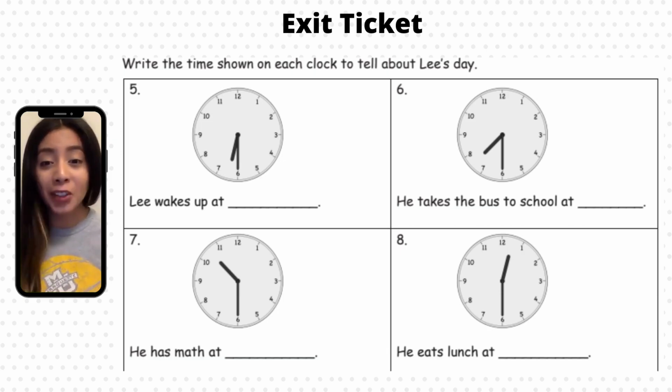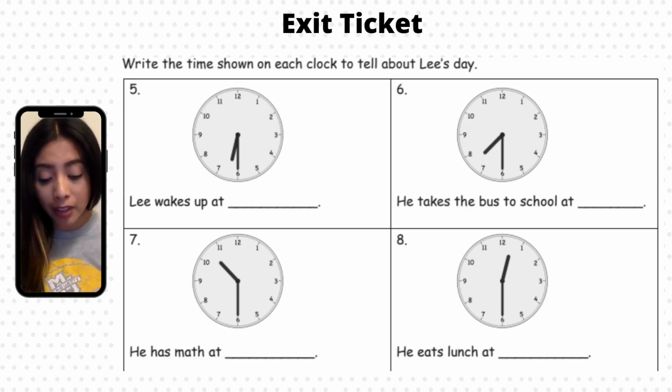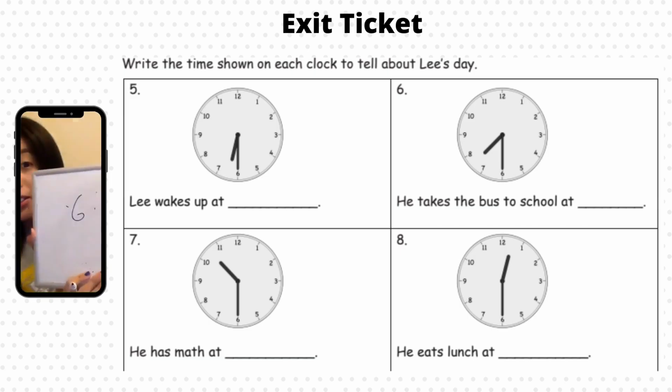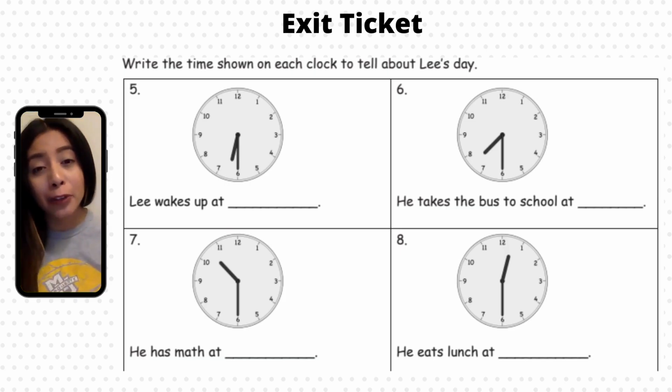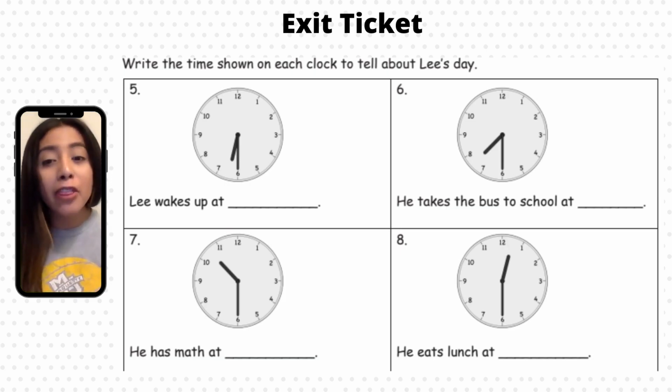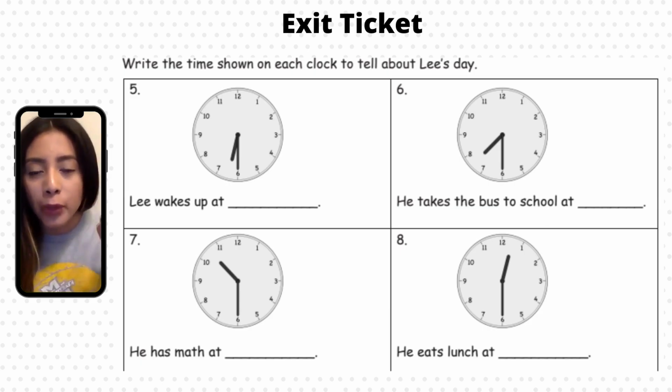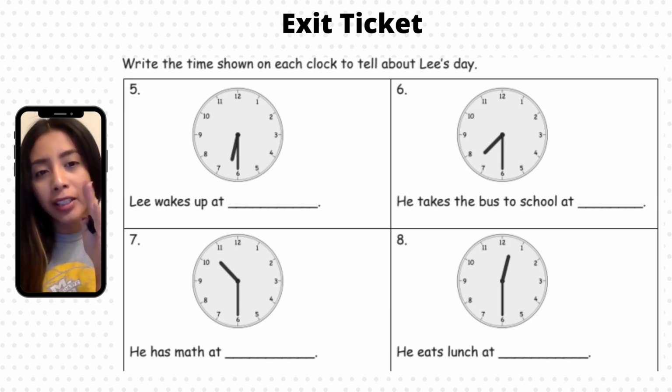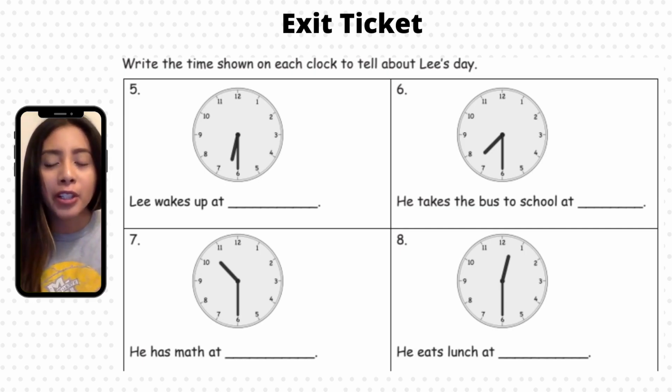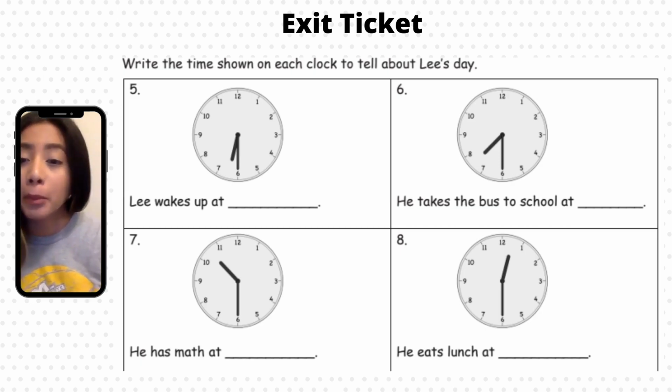All right, Kipsters, did you figure it out? Did you figure out what time Lee wakes up? 6:30. He wakes up at 6:30 because that minute hand is pointing to 30 minutes, and our hour hand, even though it's a little past 6, it's not 7 o'clock, it's still 6. So 6:30. Now let's see for number 6.